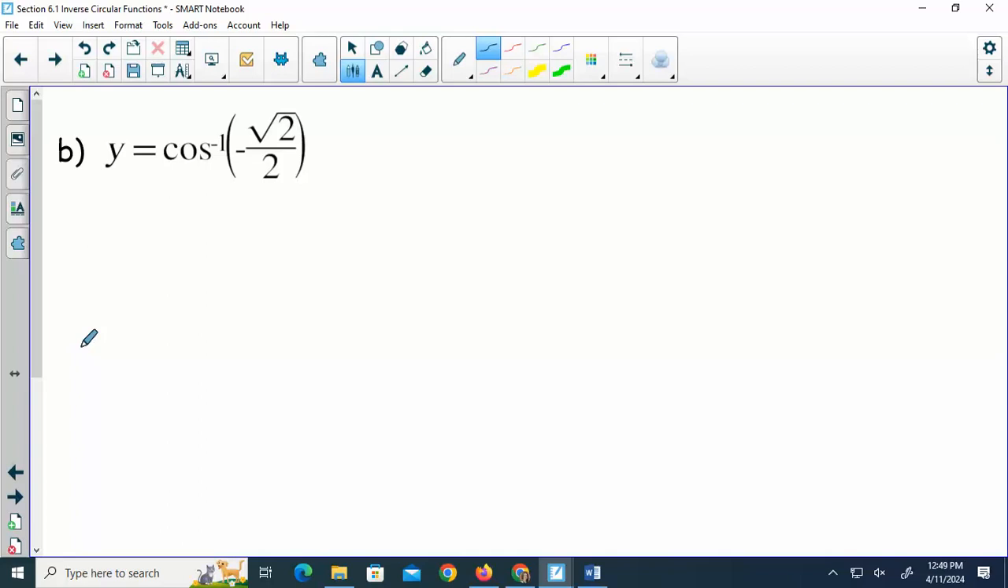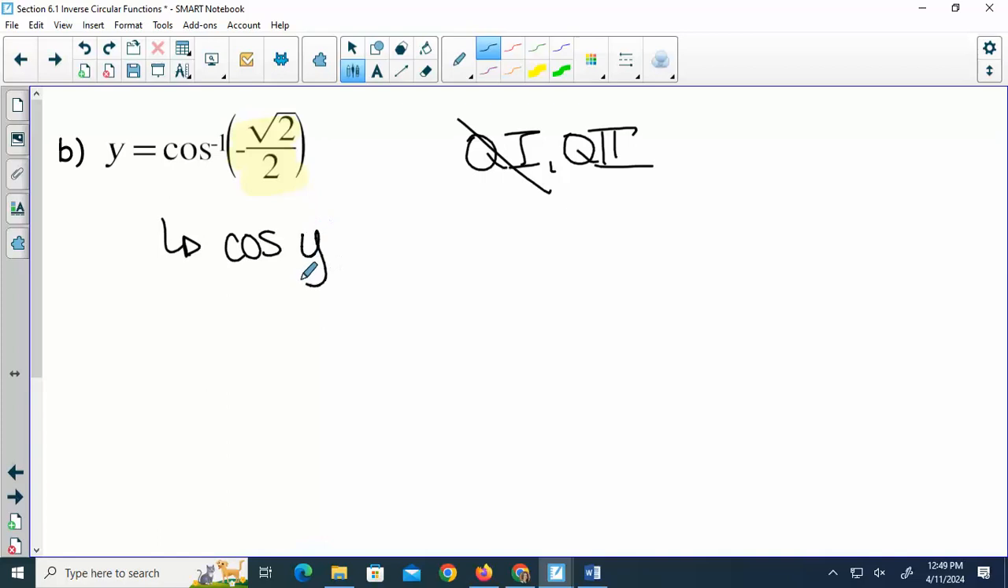Okay. So, as soon as I see cosine inverse, I know I'm only going to get one answer. Please write down your quadrants. In what quadrants does cosine inverse exist? 1 and 2. If you remember nothing else today, you have to know that. Because this is a negative, which quadrant am I in? 2. So this means cosine of some angle is equal to negative radical 2 over 2.